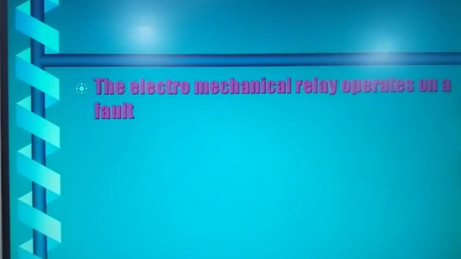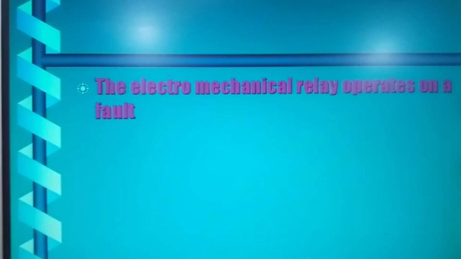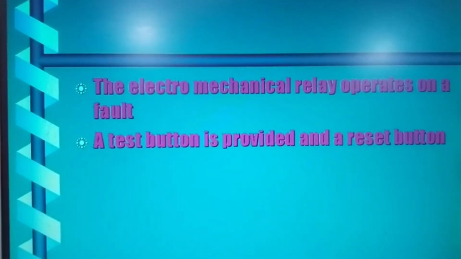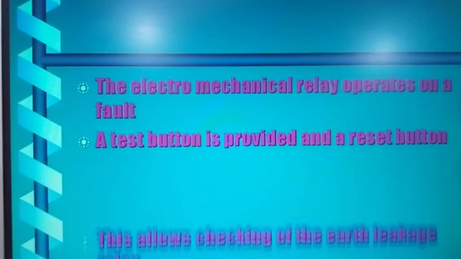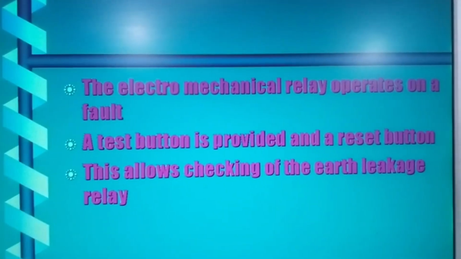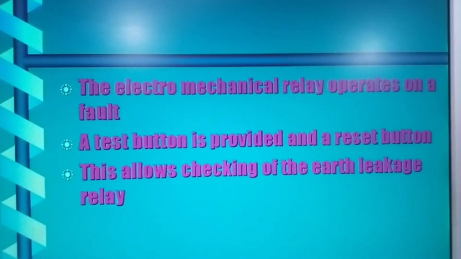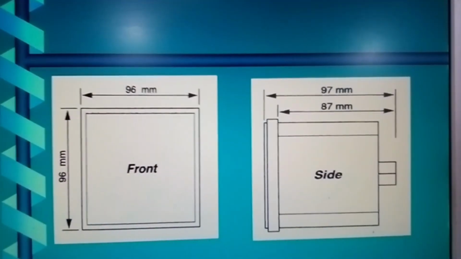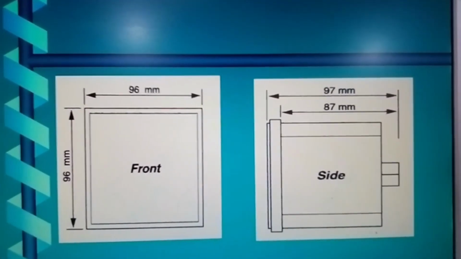The electromechanical relay operates on a fault. A test button is provided and a reset button. This allows checking of the earth leakage relay. This just shows you the general measurements of these things, basically.